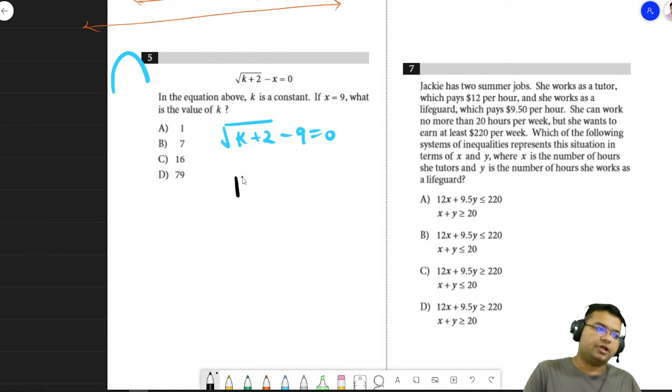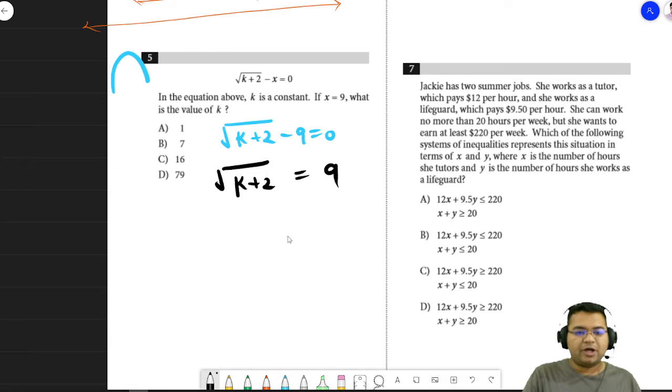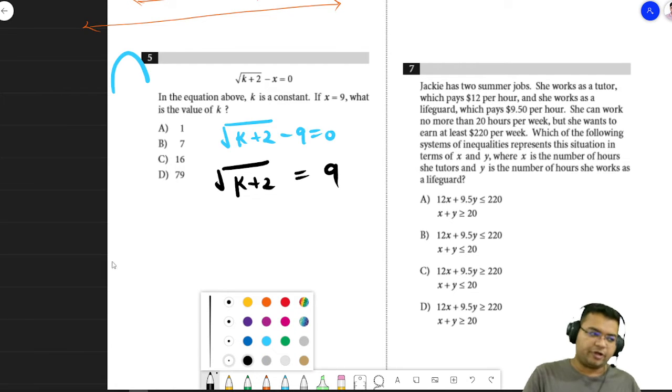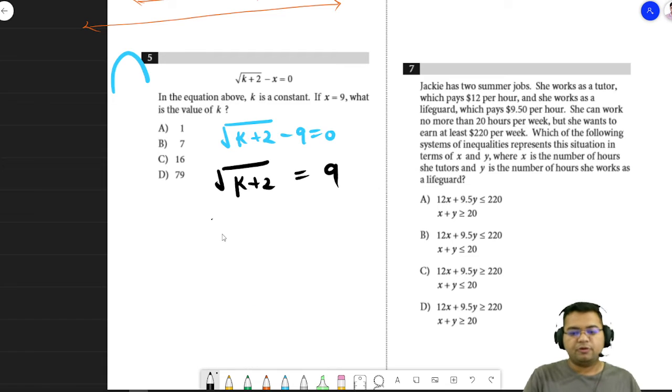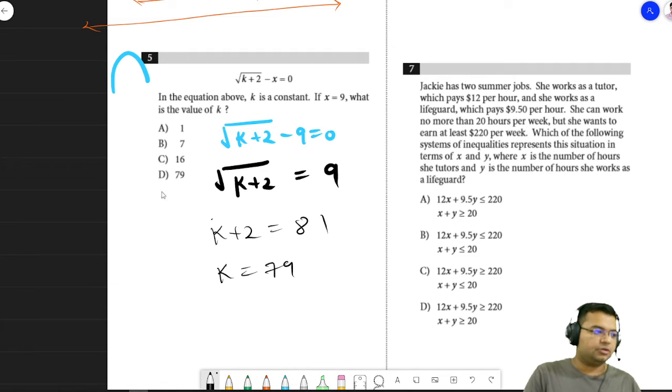So what I can do is write it again: square root of (k plus 2) equals 9. Now I have isolated the term, and if I square it, the root will be removed. So I can write k plus 2 equals 81, because I have squared both sides. K equals 79.